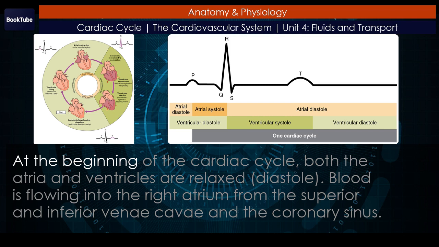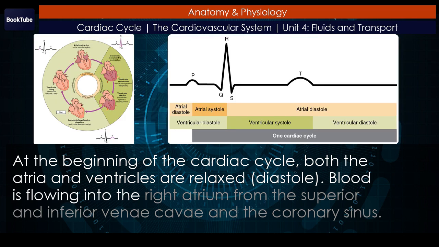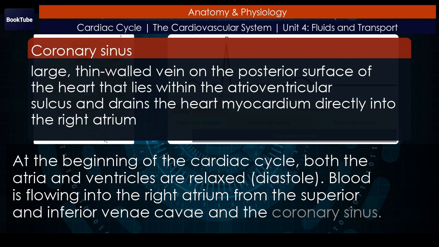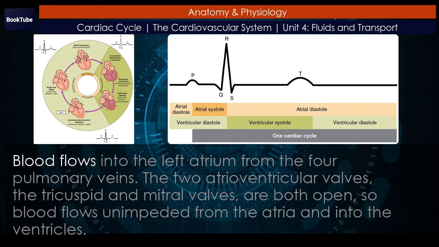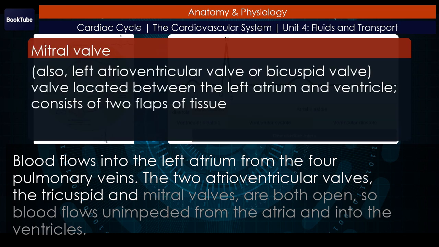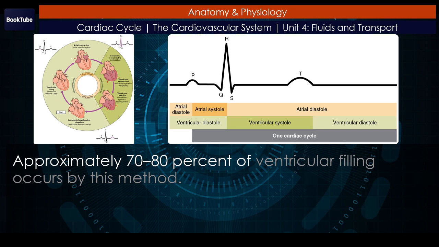At the beginning of the cardiac cycle, both the atria and ventricles are relaxed. Diastole. Blood is flowing into the right atrium from the superior and inferior venae cavae and the coronary sinus. Blood flows into the left atrium from the four pulmonary veins. The two atrioventricular valves, the tricuspid and mitral valves, are both open, so blood flows unimpeded from the atria into the ventricles. Approximately 70 to 80% of ventricular filling occurs by this method.